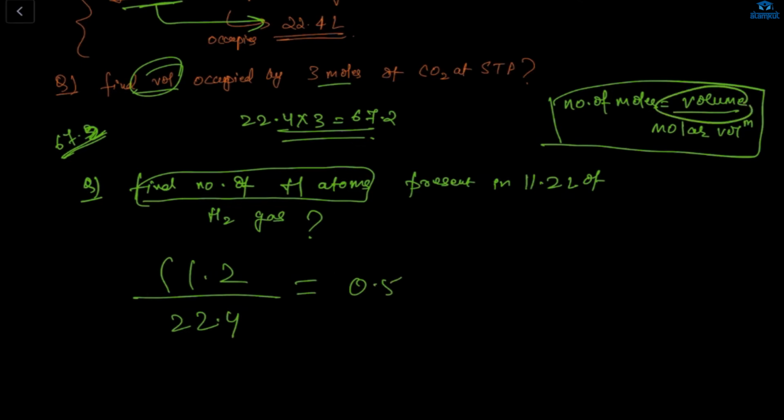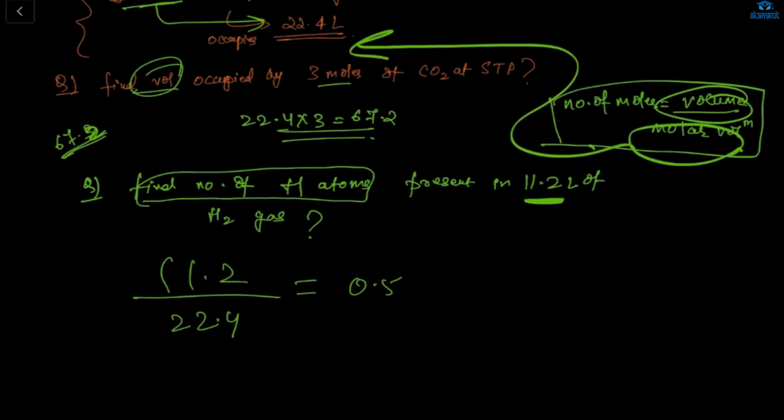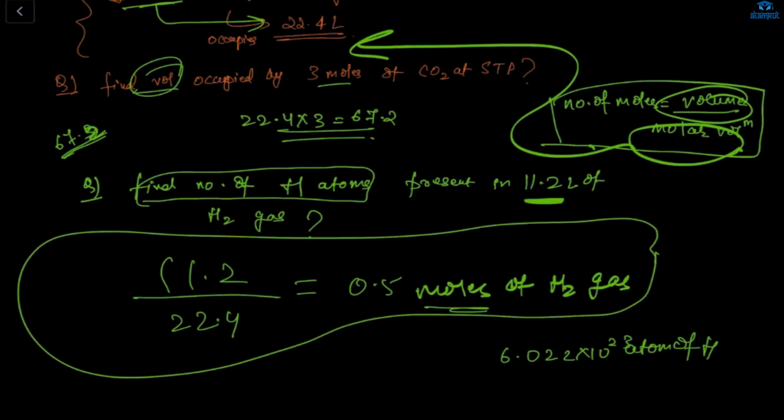So see, your volume is given, it's 11.2. And what is your molar volume? Molar volume is this 22.4. So this will be this much moles of H2 gas. And what is 1 mole of H atom? 6.022 into 10 to the power 23. This much atoms of H. This part you got it or not? Volume by molar volume. Just divide it. Okay? Shazan? Yes, ma'am. Understood.